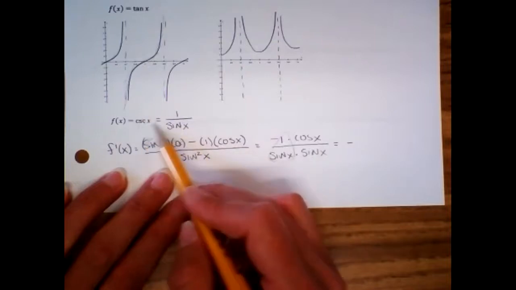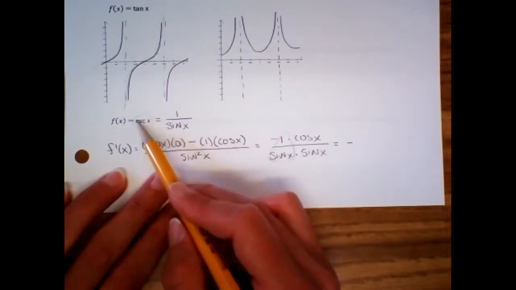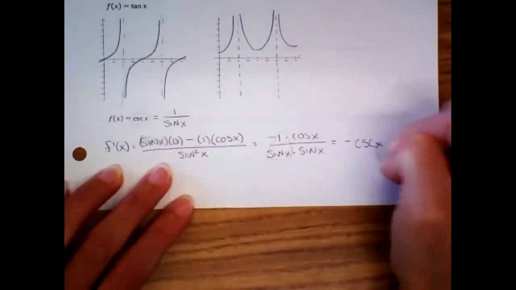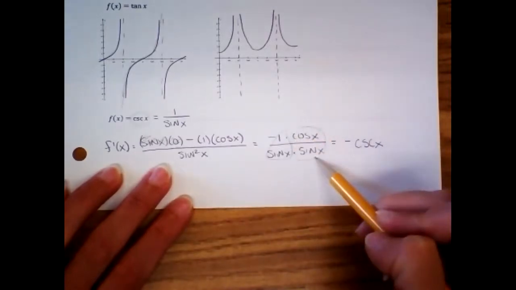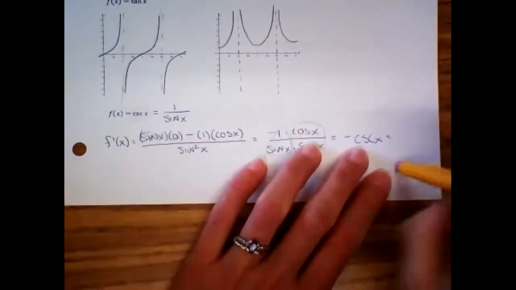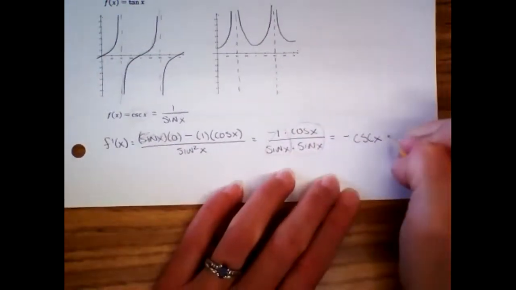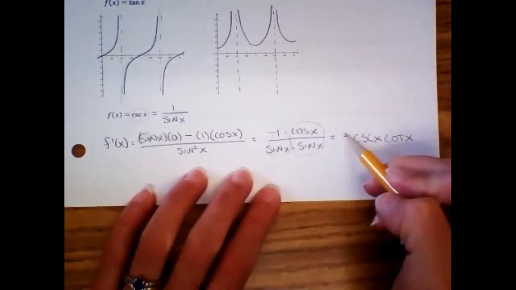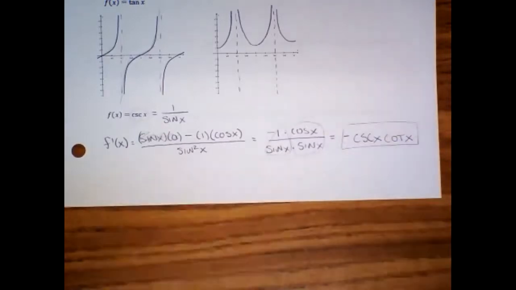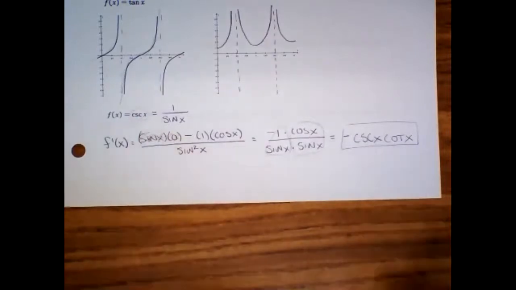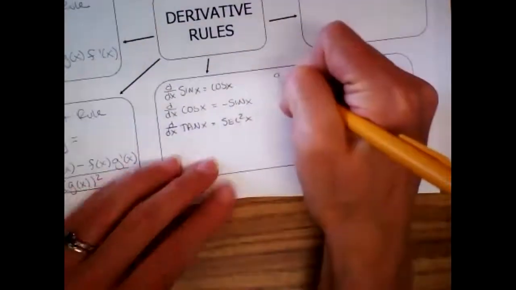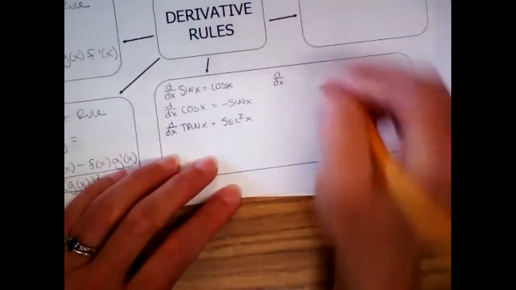One over sine is cosecant. And then do you guys remember what cosine over sine is? Close. Cotangent. So it's negative cosecant cotangent. So the derivative of cosecant is negative cosecant cotangent.